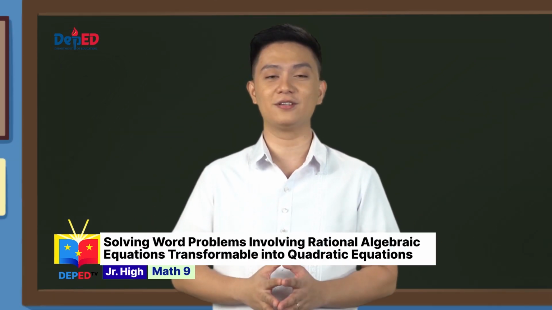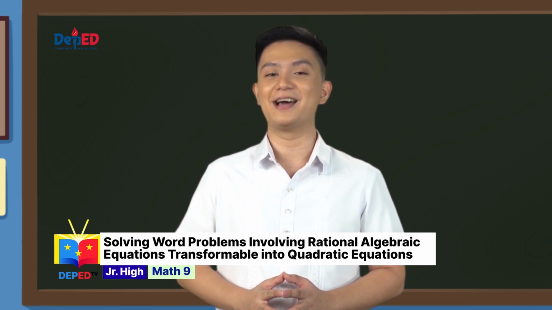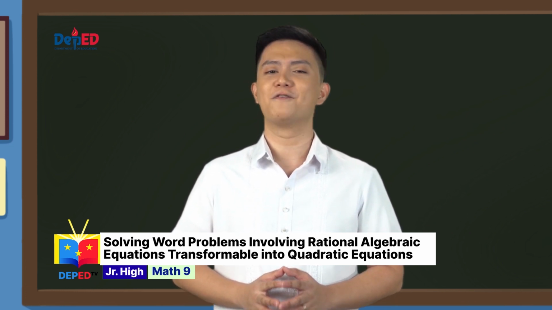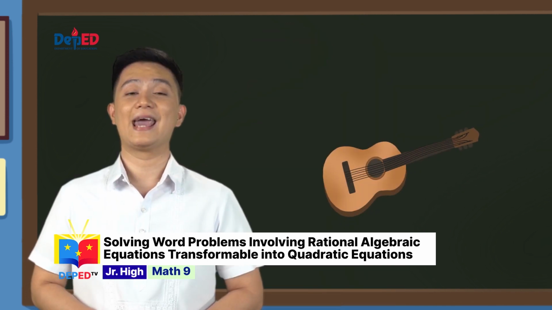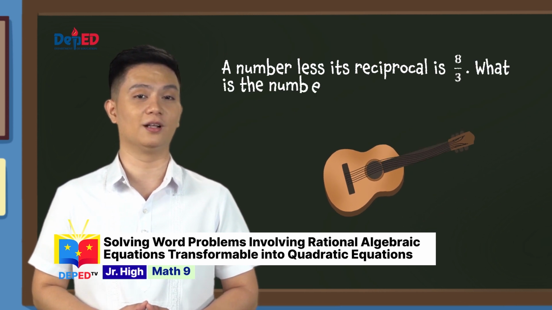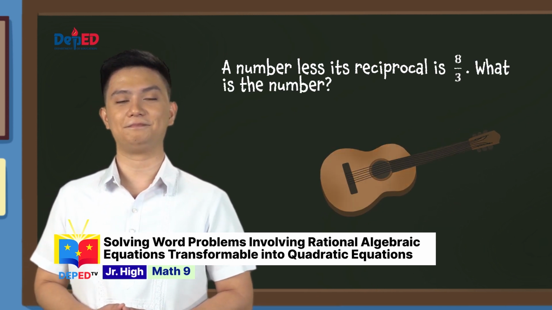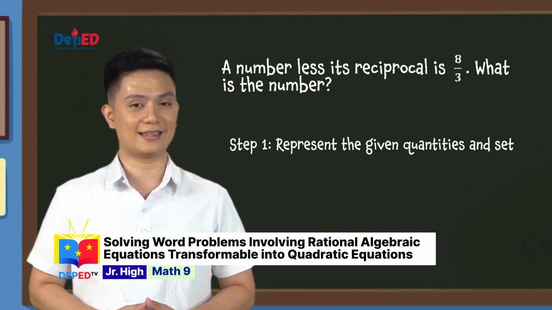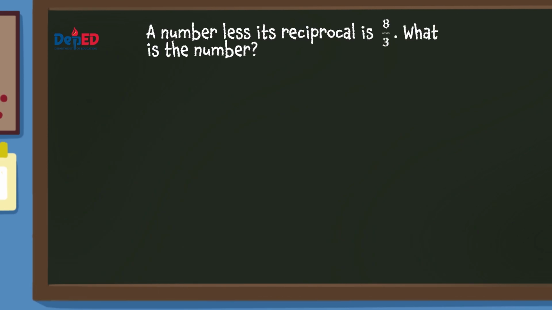In today's episode, we will be exposed to various word problems that involve rational algebraic equations, which can be transformed into quadratic equations. A number less its reciprocal is 8 over 3. What is the number? Step 1, represent the given quantities and set up an equation. The number referred to in the problem can be represented as x and its reciprocal as 1 over x.